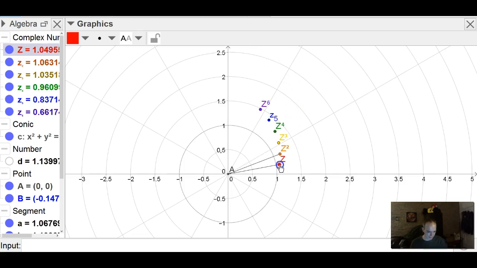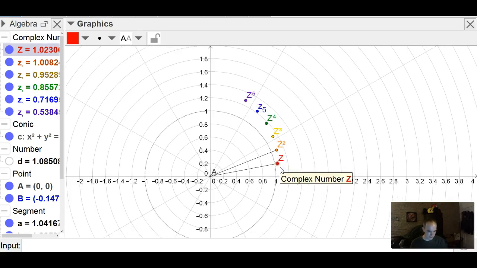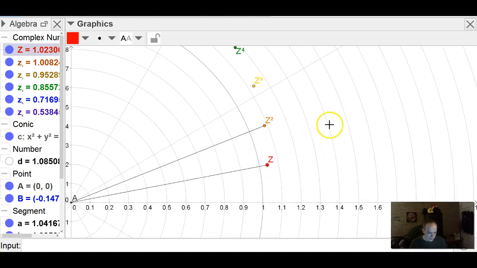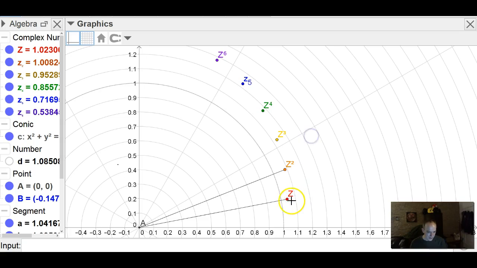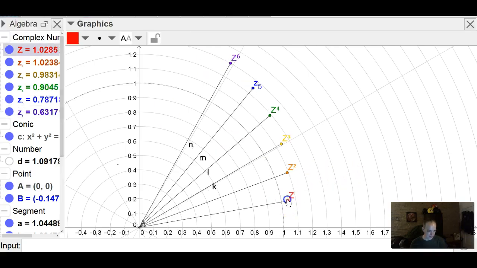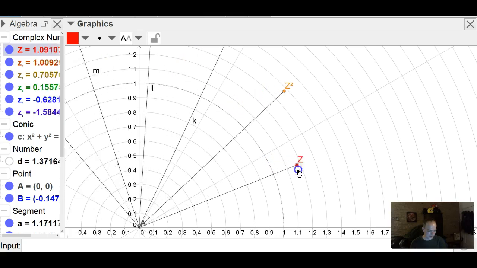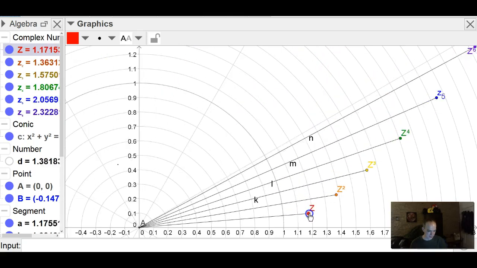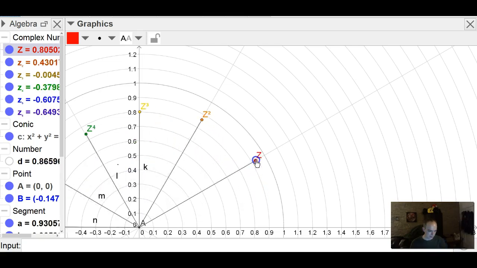Notice that if my original angle is about 15 degrees-ish, then the angle of z to the 6th is going to be 6 times that size. It's just increasing by the same amount each time. I could draw little segments in here to really show that off if I wanted to. Let's put that in just to really help you see the angle rotating out here. Every one of these is going to be like an equal pie slice every time. No matter where that angle is, no matter how big it is, it's always going to be the same size of pie. Make it really small, make it really big, always going to be the same rotation.